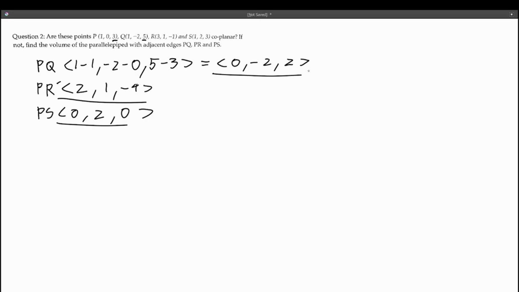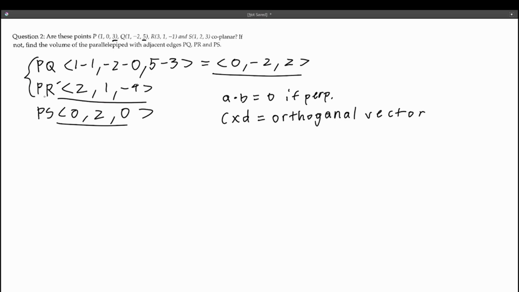In order to figure out if they're coplanar, an easy property to memorize is that the dot product of two vectors is equal to 0 if they're perpendicular. And also, the cross product of two vectors, let's say C and D, gives you an orthogonal vector, which means it's at a right angle, perpendicular to both vectors C and D. So how do we use this to solve this problem? Well, let's find the cross product of two vectors, say PQ and PR, and that'll give us a vector that is orthogonal to both of them.